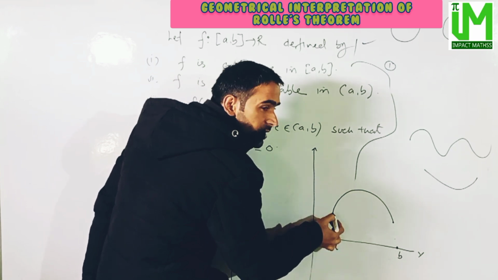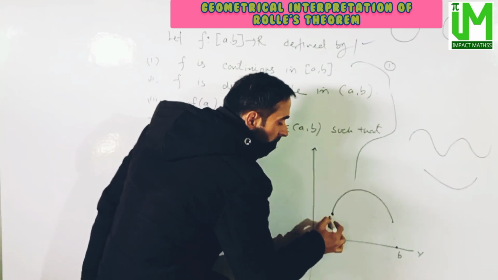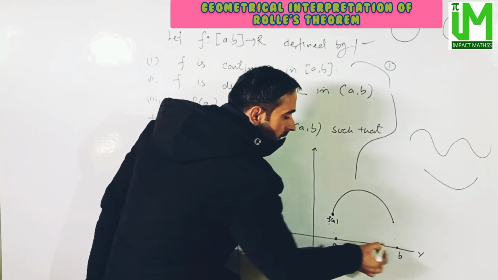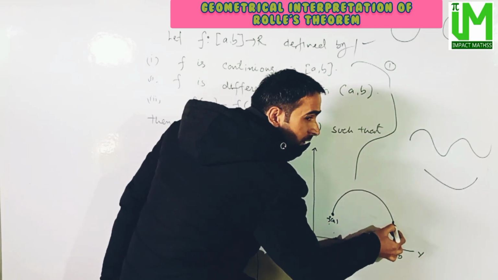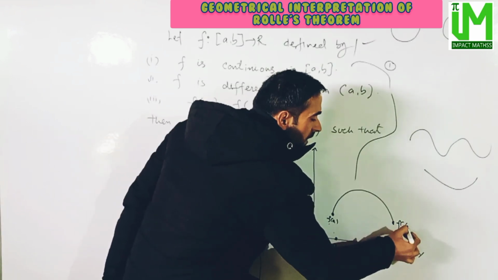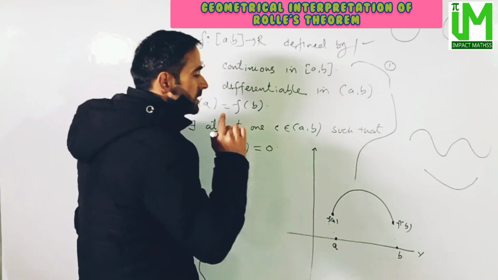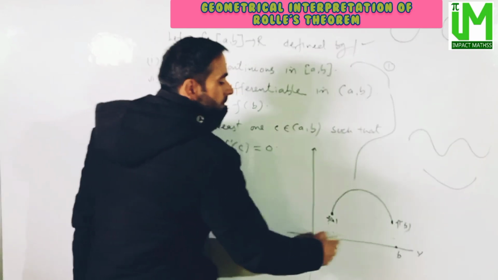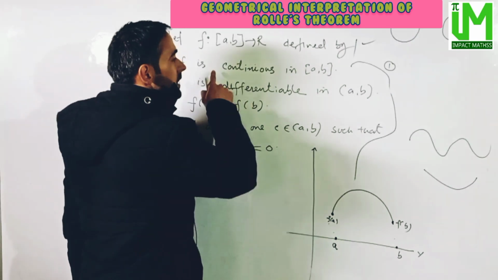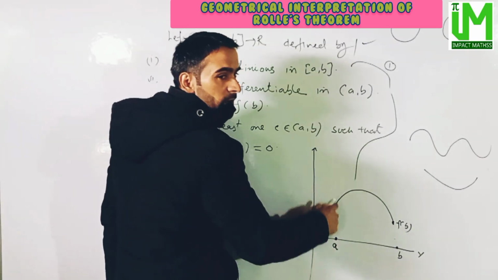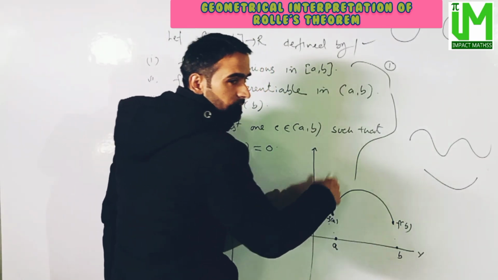If this point is A, what will this point be? This will be the image of A, called f of A. If this is point B, what will this point be? f of B. So the condition is that from A to B, this graph should be continuous.